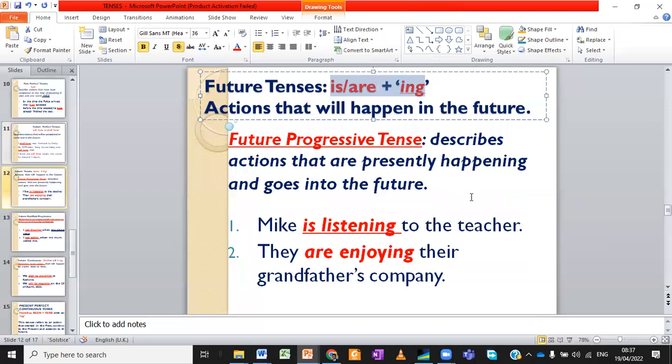That is the reason I'm recording this video, so that I'll send it to you so that you can read and make notes. Now, future progressive tenses describe actions that are currently happening and goes into the future.